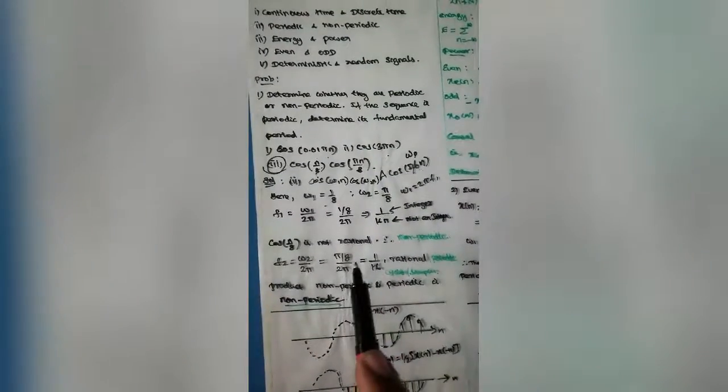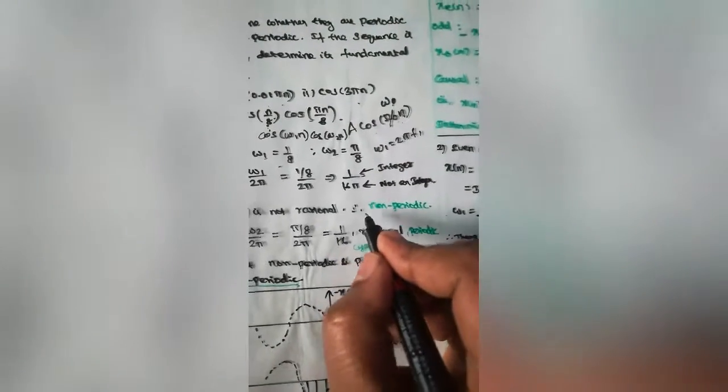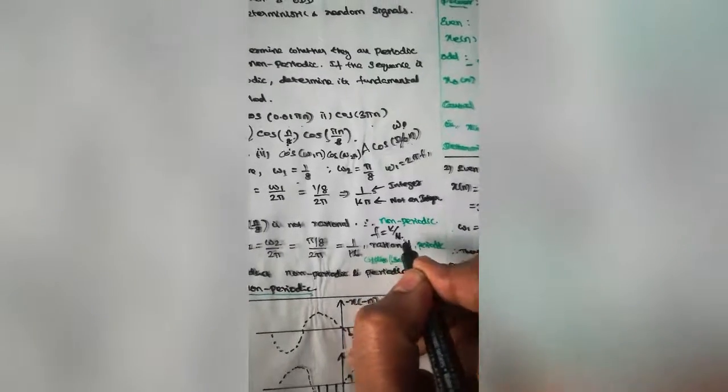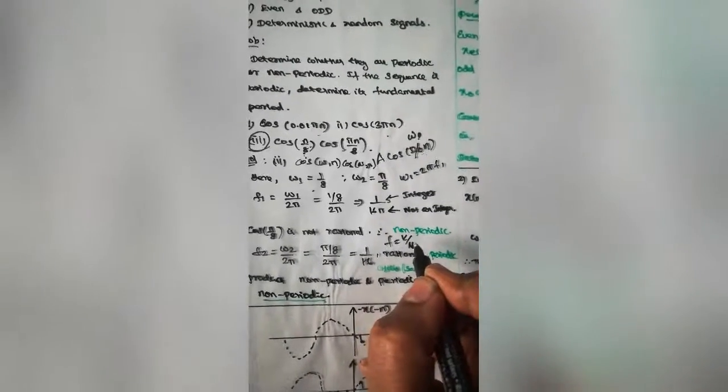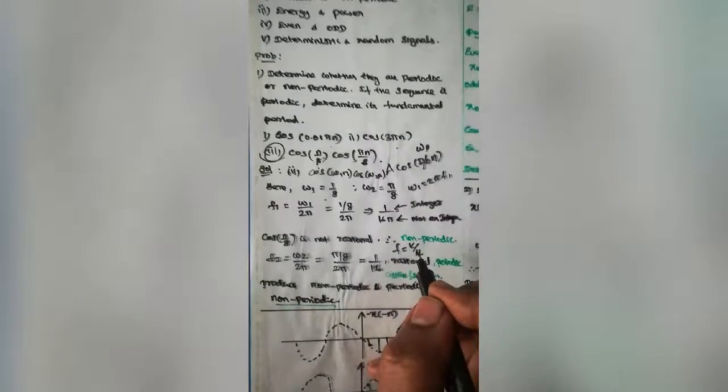Suppose it is periodic, how do you find the fundamental time period? Just see this equation: f1 is equal to 1 by 16. It means f equal to k by n. The denominator n represents the number of fundamental period. Comparing with this equation, k equal to 1 and n equal to 16. So the fundamental time period is 16. Okay, now you understood. This is how you solve periodic and non-periodic problems.